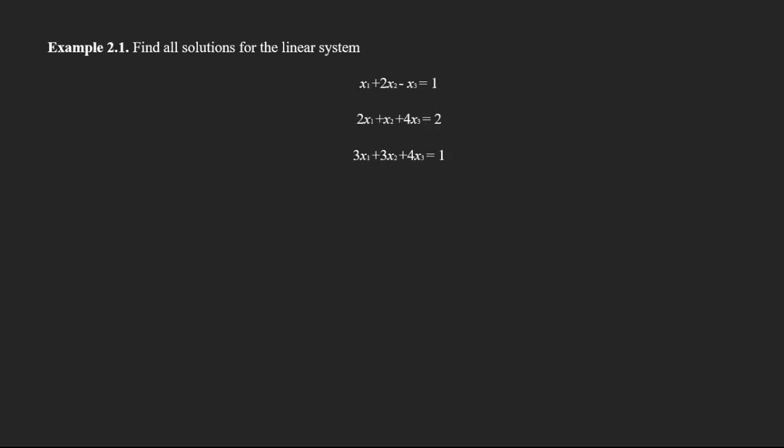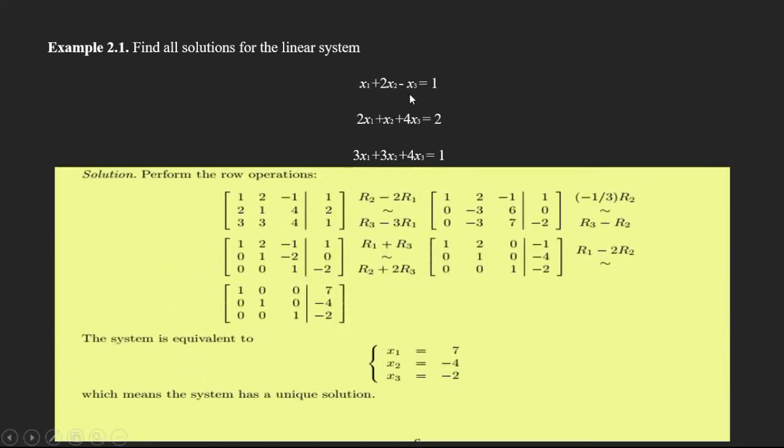So let us take an example. We have taken a system x1 plus 2 x2 minus x3 is equal to 1. Here we have three unknowns x1, x2, x3, and three linear equations, so we can find the solution of those three equations. This system will have a unique solution. Let us start how to solve it.